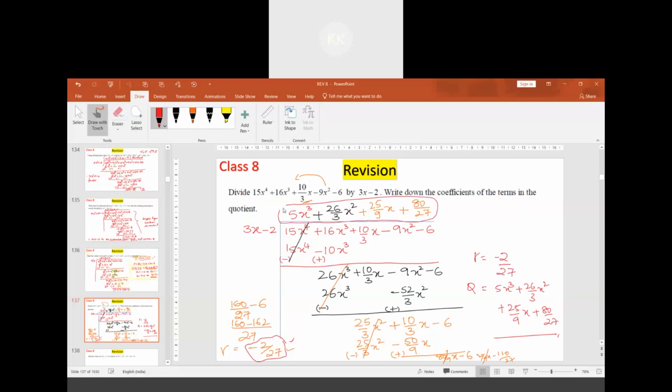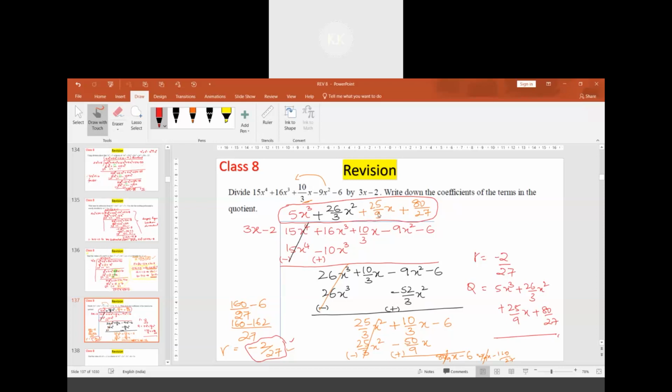Out of these terms on the quotient, did you get 5x cube? Yes, sir. Did you get 26 by 3x square? Okay, for some they have done. Did you get this 25 by 9?